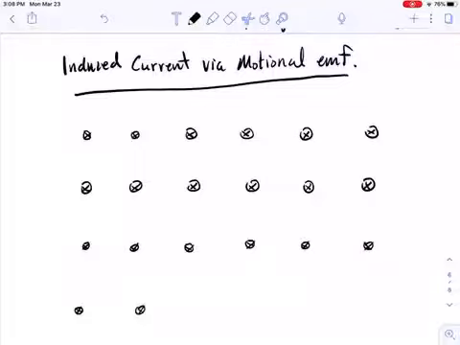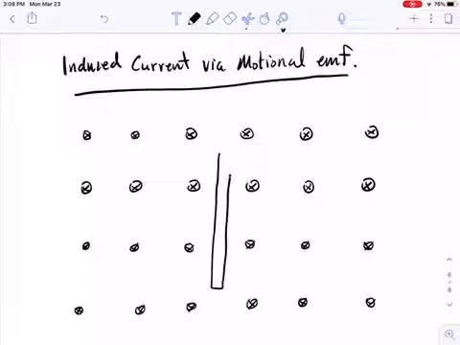And what we're going to do is we're still going to do the same thing. We're going to take a conductor and drag it through this magnetic field. So we have a conducting bar, let's say. This is a conducting bar. And we're going to give that bar a velocity v.